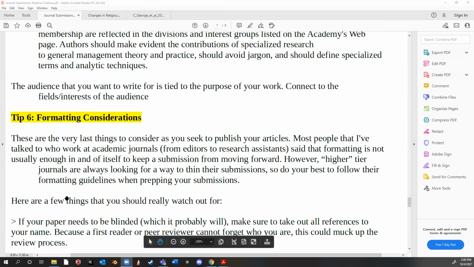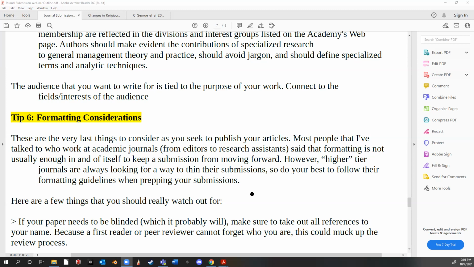And then lastly, after you've considered all that, that's when I think you should start worrying about formatting considerations. Now, in my experience, most journals that are not the top tier journals, that are pushing people away every which way, formatting is usually not enough to keep a submission from moving forward. That being said, higher tier journals are always looking for a way to thin out submissions, so you should do your best to follow formatting guidelines when you can.